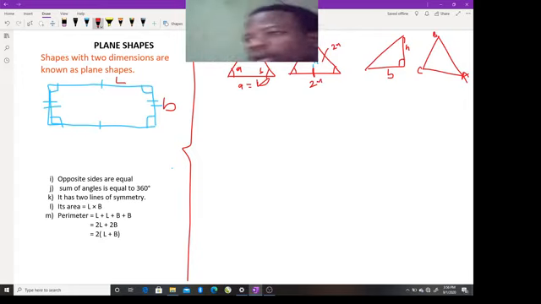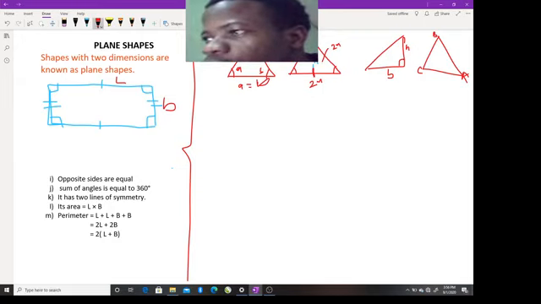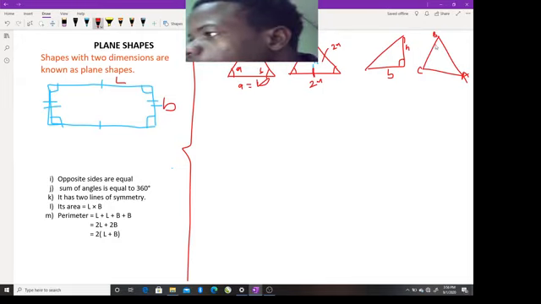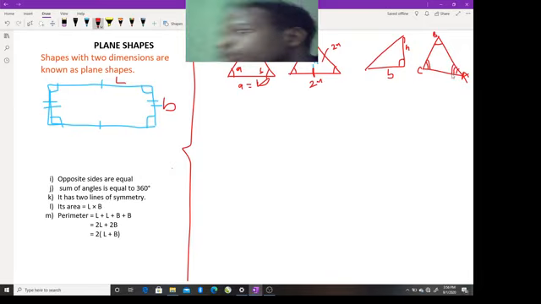Now for this isosceles, this angle will be different. It's only the base angles that will be equal. For this scalene, it will be totally different angles. None of the angles will be equal to each other. So this is a scalene triangle, this is a right angle triangle, this is an equilateral triangle, and this is an isosceles triangle.